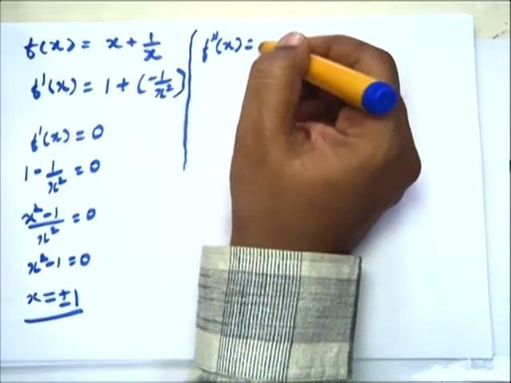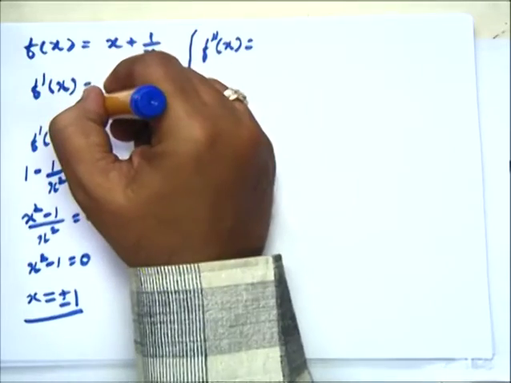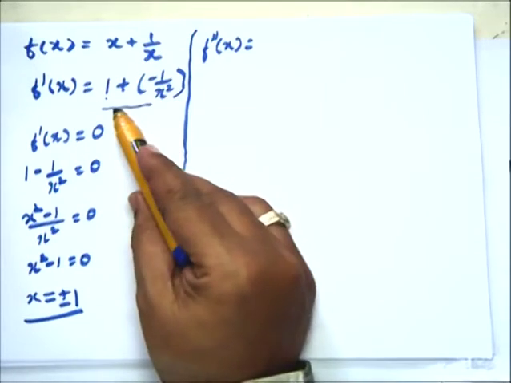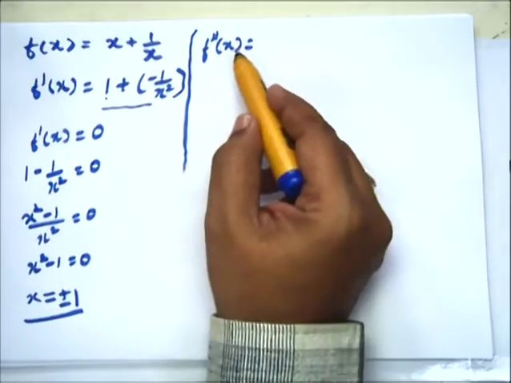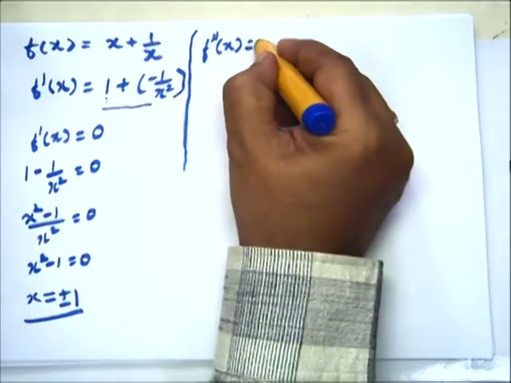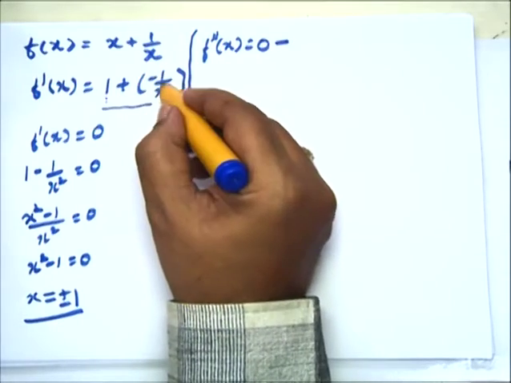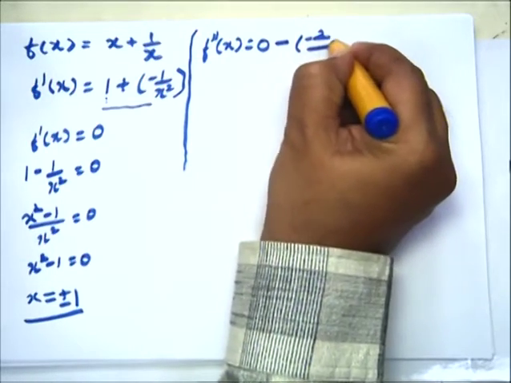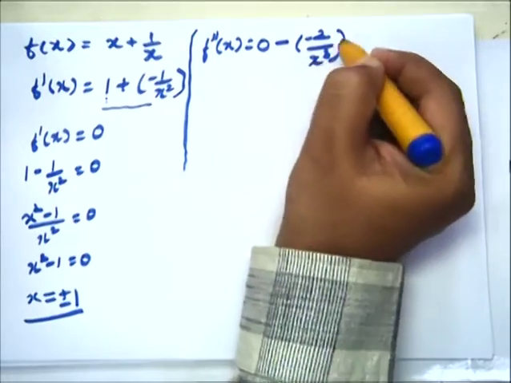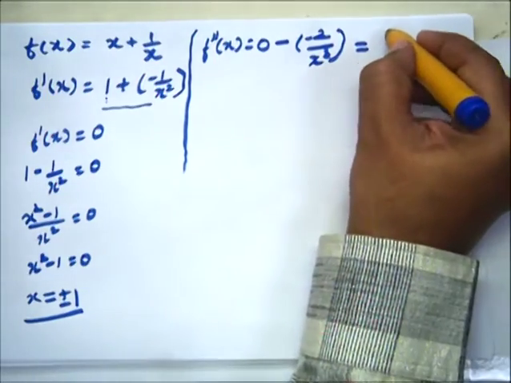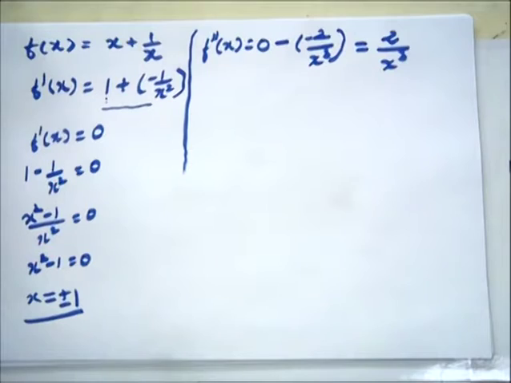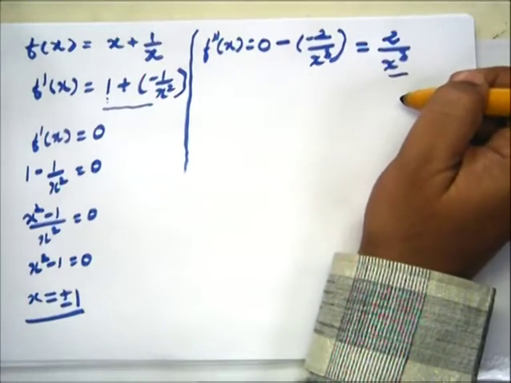Now let us find the value of f double dash x at these points. For that, let us find f double dash x. If we differentiate f dash x with respect to x, we get f double dash x. We differentiate 1, which gives 0, minus the derivative of 1 upon x square, which is minus 2 upon x cube. So this derivative is minus minus, plus 2 upon x cube. So this is the double derivative of f(x). So we got the second order derivative.